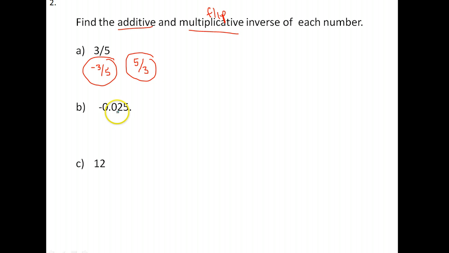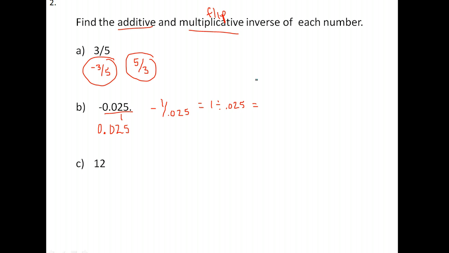How about negative 0.025? Well, additive is easy. We just change it from negative to positive. So its additive inverse would be positive 0.025. Multiplicative, you're supposed to flip it. Well, this isn't a fraction. But what we do if that's not the case is we write it over 1. Because technically this is this over 1. So we flip that. And we have 1 over 0.025. But that doesn't make much sense. So what you want to do is put that in your calculator and find out what the decimal is for that. So what is 1 divided by 0.025?